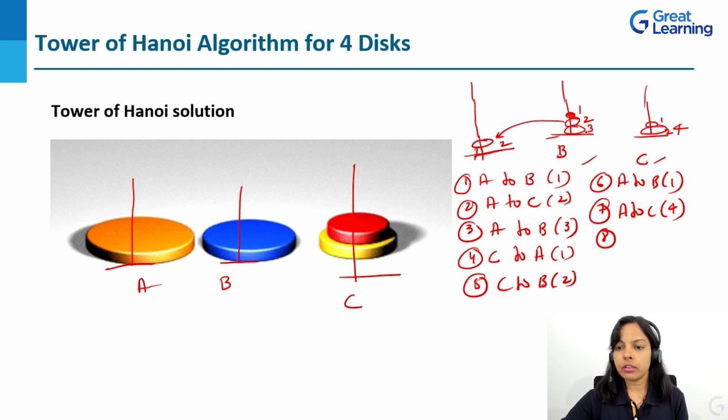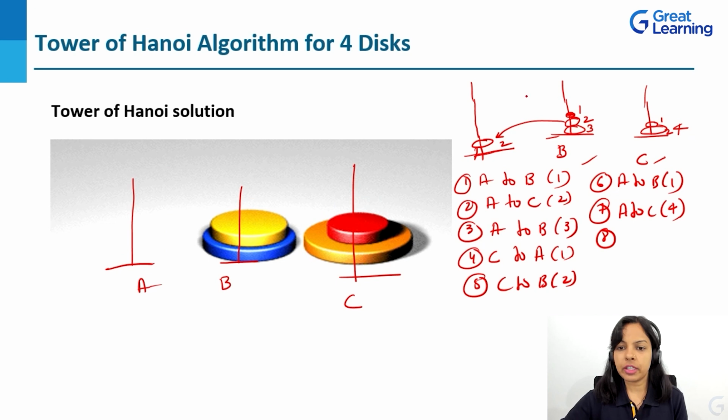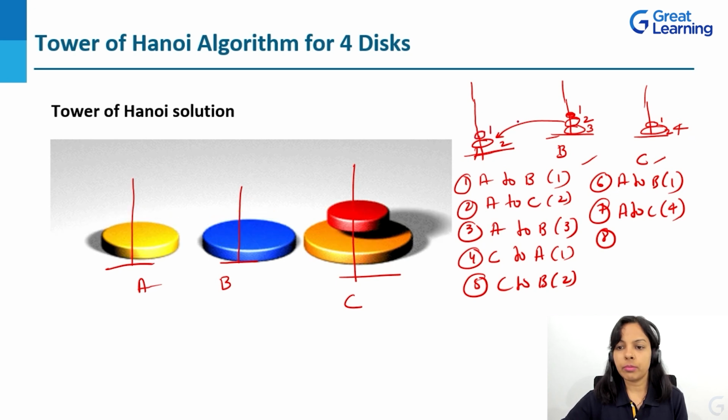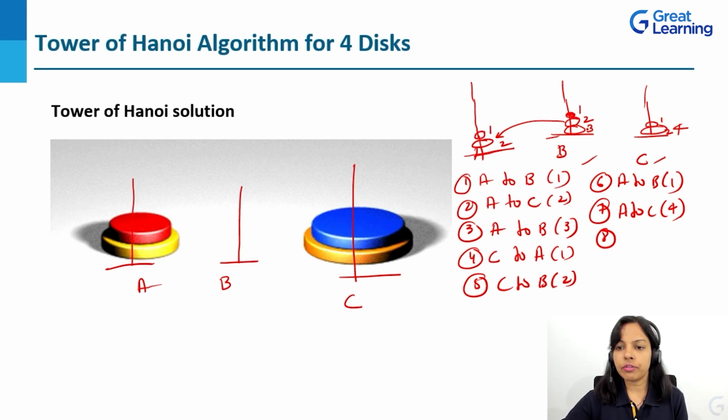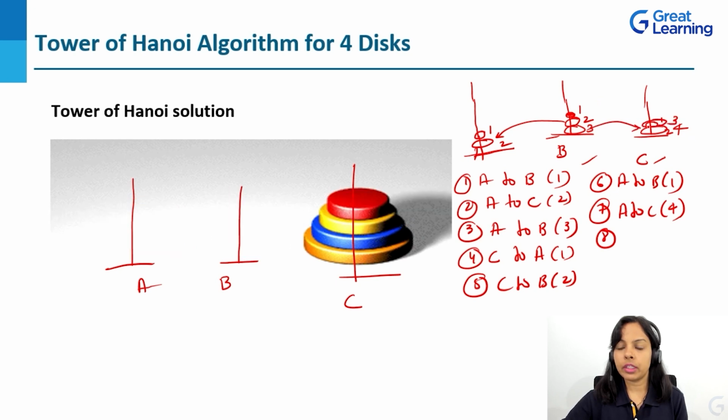Now the third one has to be shifted to fourth, right? But one, the smallest one, is already there. So you have to first shift this smallest one over here. So one will be shifted over here. Now you can shift this three over here. Okay. So now this third one will be here.